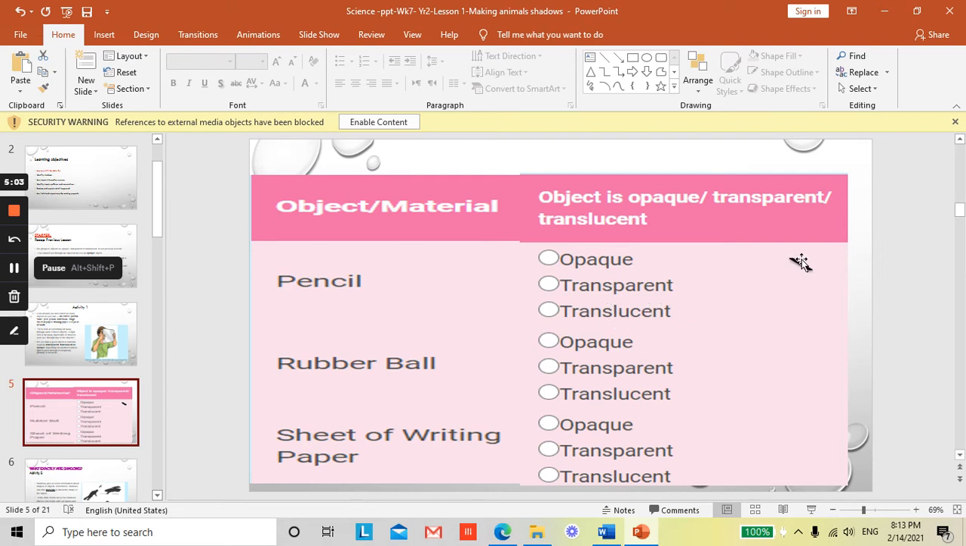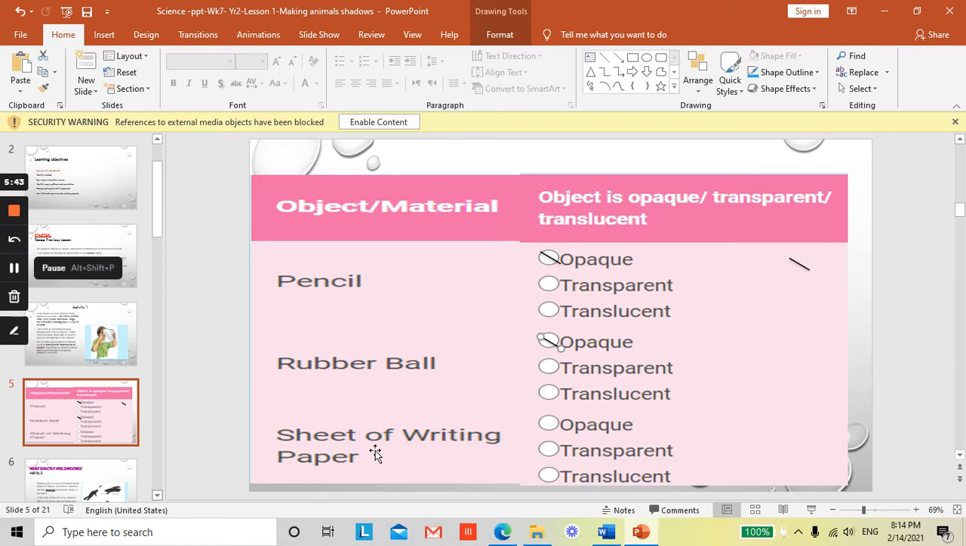The pencil is opaque because it does not allow light to pass through it at all. That is an opaque material. Rubber ball, that is eraser. Does the eraser allow light to pass through it at all? No. So the eraser also is opaque material. Eraser is an opaque material because it does not allow light to pass through.